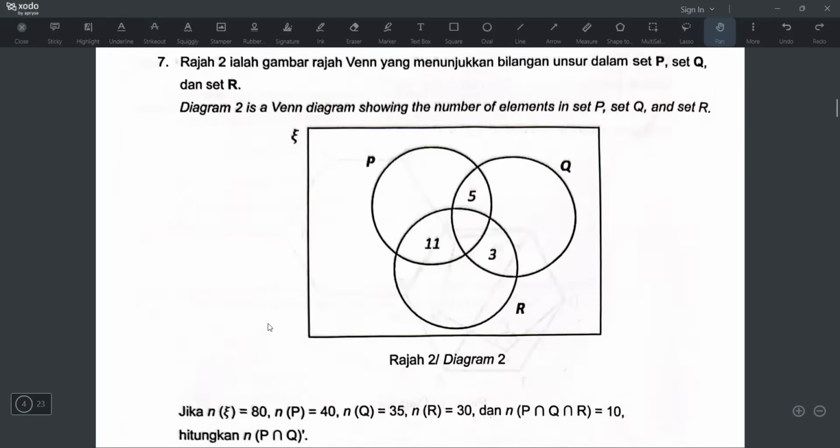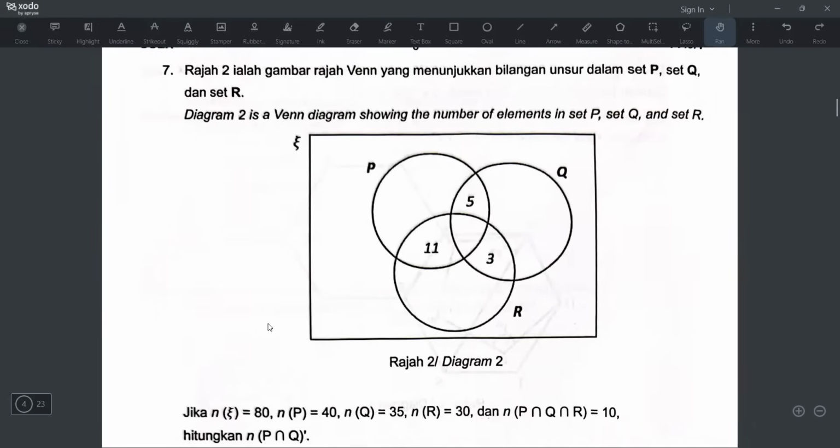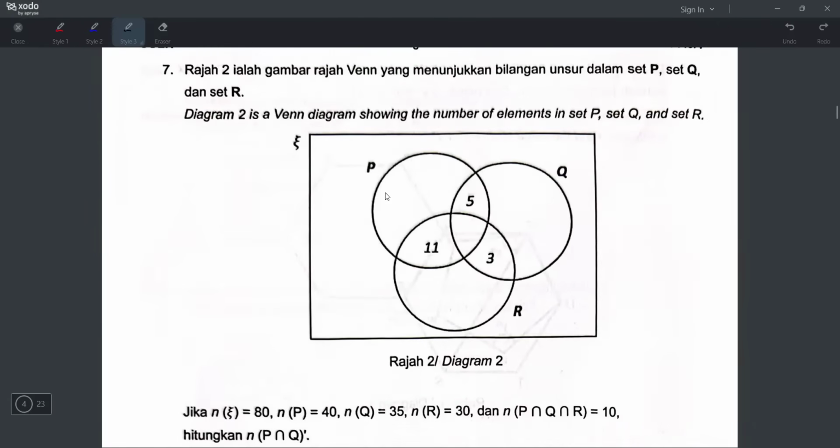That's all. Okay, let's do number 7. Okay, looking at this diagram, you know already it's from chapter 4. The set chapter is chapter 4. Okay, yeah, the set chapter. Okay, diagram 2 is a Venn diagram showing the number of elements in set P, set Q, set R. Okay, if you see the number inside the Venn diagram, bila dia tak ada dot, dekat sini, tak ada kan? Tak ada dot. That means these are all the number of elements.